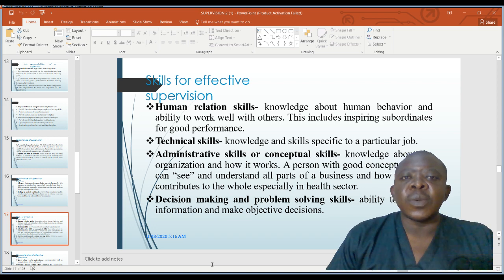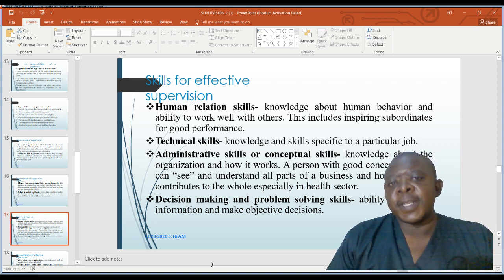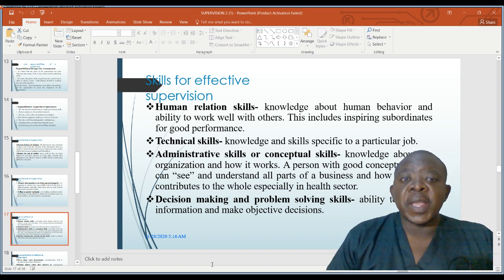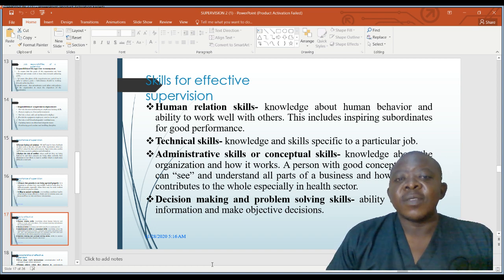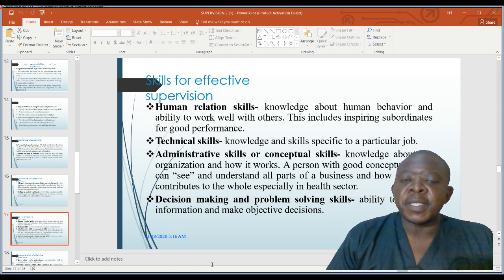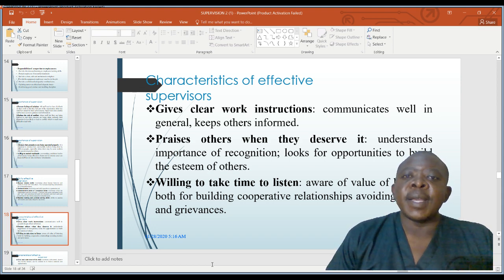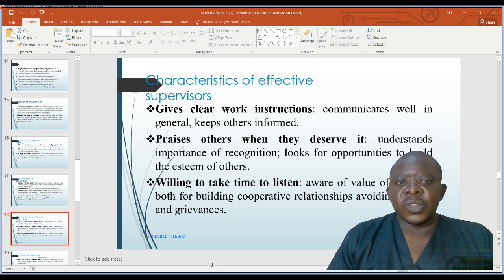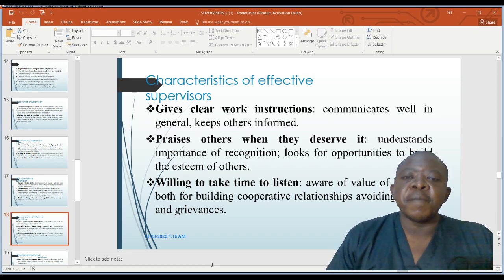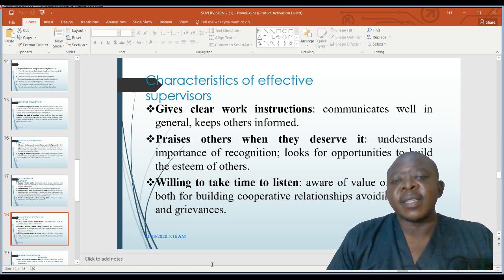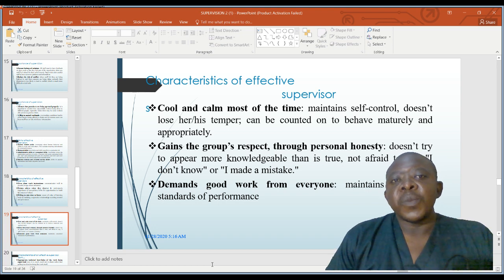Then we went on to look at the skills for effective supervision, where we talked about human relations skills. You must be a people person, and should have technical skills, administrative skills, and decision making and problem solving skills. Then we looked at the characteristics of effective supervisors, where we discussed giving clear work instructions, giving praise where it is due, and being willing to take time to listen, having a listening ear. Then we looked at the characteristics of an effective leader, which was a continuation.